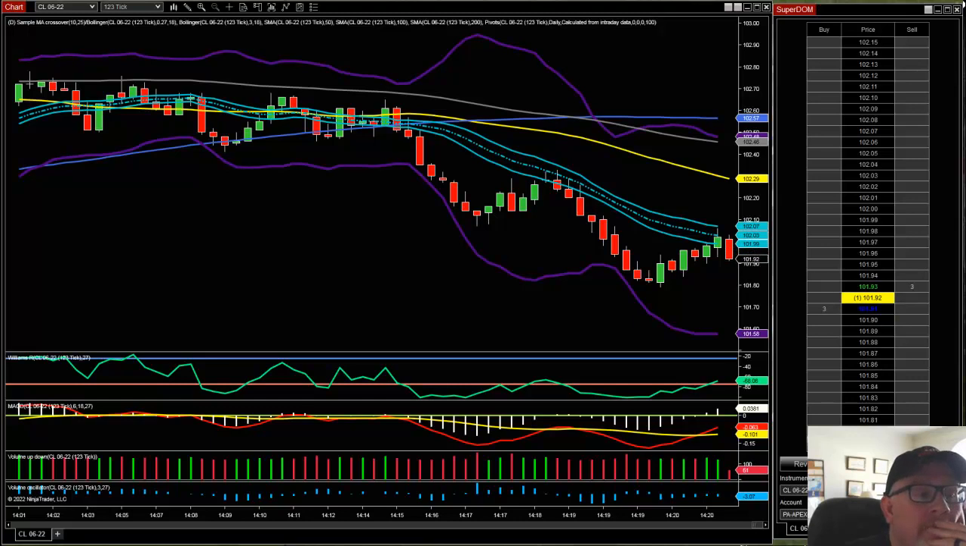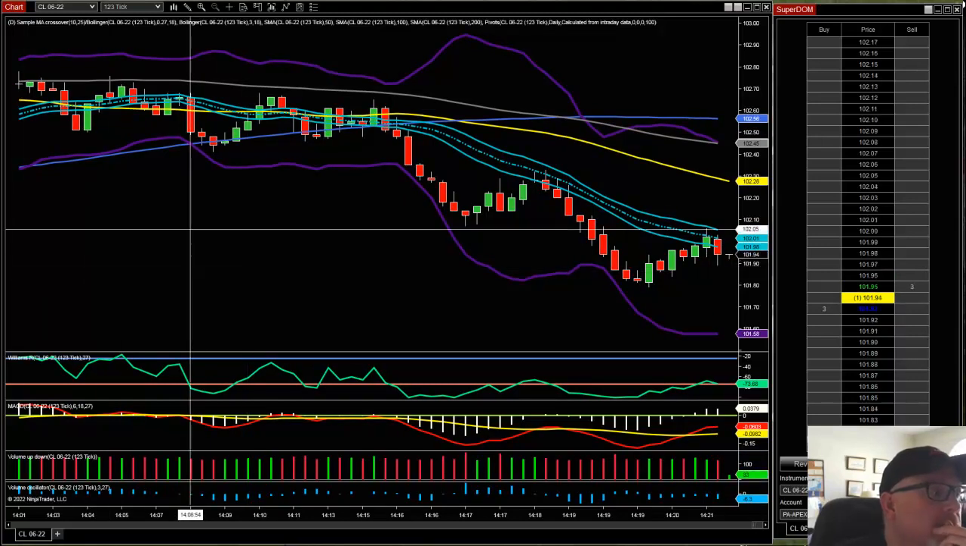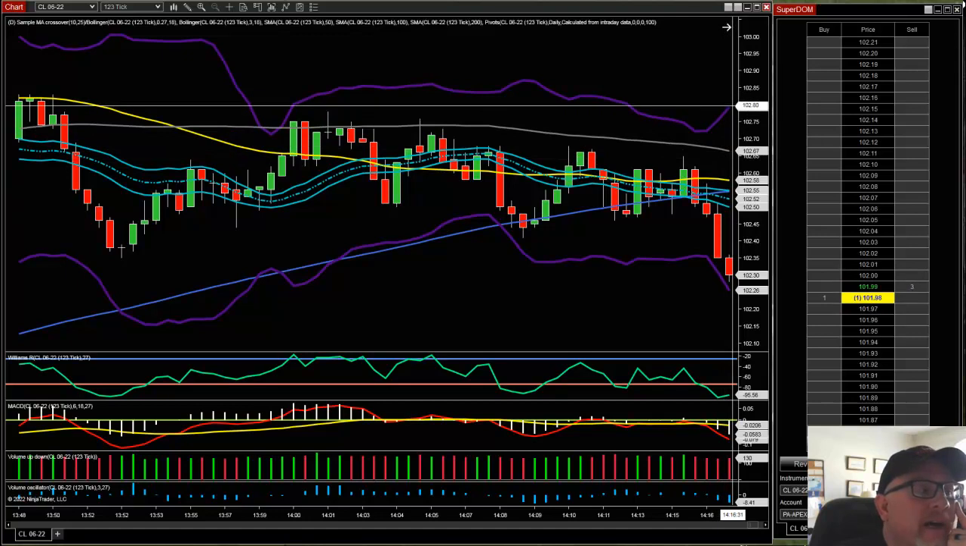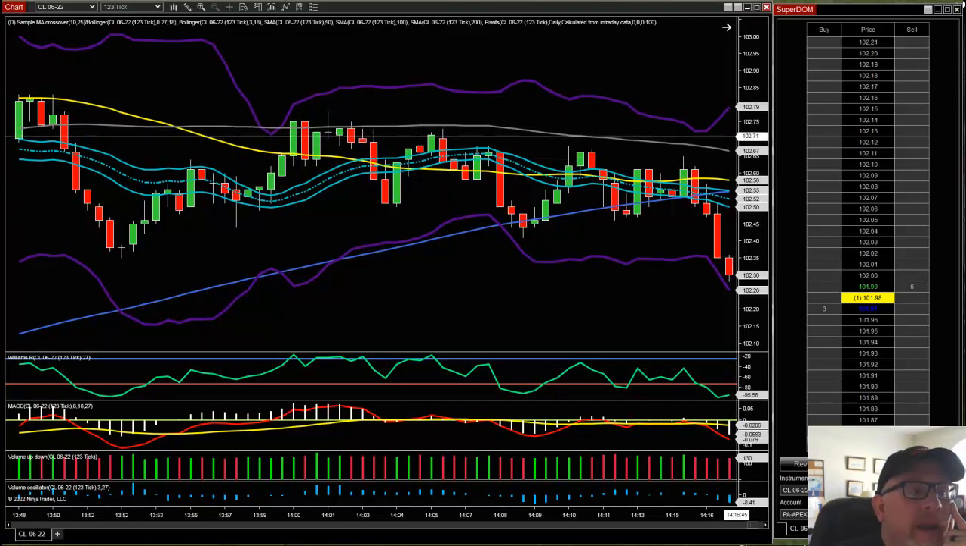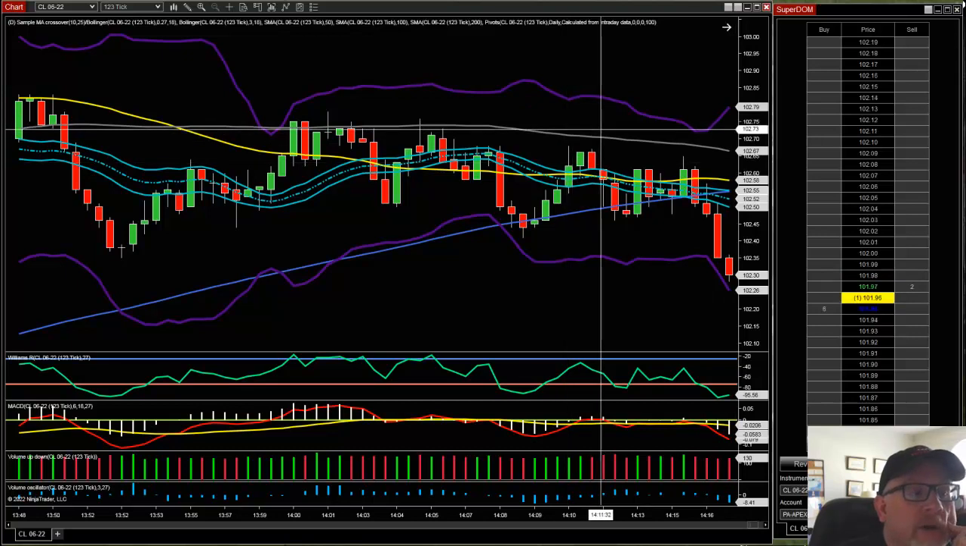But it's nice not having some of the rules. I don't know why it took me so long to move. Oh, by the way, I would have closed and cleared out the account on that move above the 102.70 mark to 102.79. That would have been my exit point on that trade.